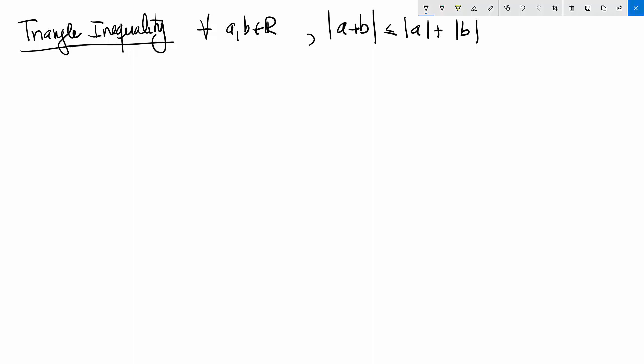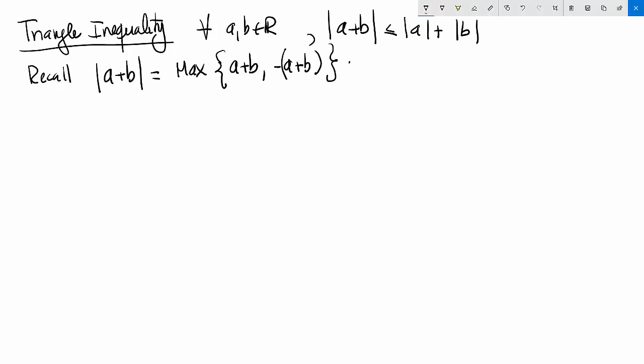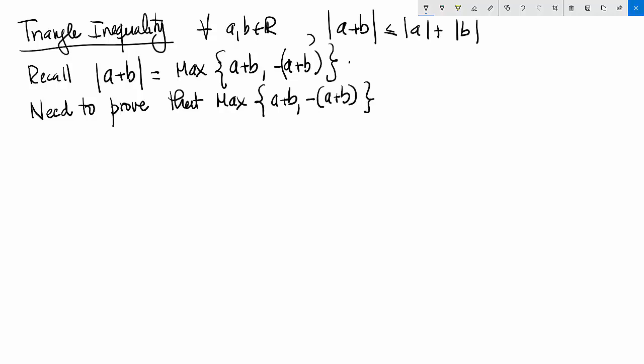So this is a place where one of the alternative definitions that I gave you is pretty useful. So recall that we have said that the absolute value of A plus B is in fact the maximum of the set containing A plus B and the opposite of that. All right, so we need to prove here that the maximum of the set containing A plus B and its opposite is less than or equal to this quantity.